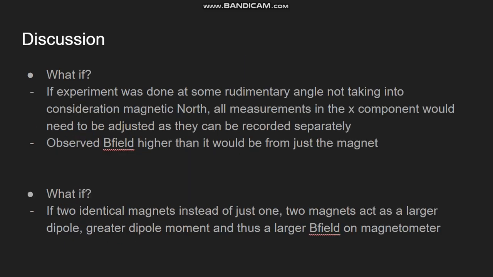What if? If the experiment was done at any given angle and not necessarily in line with the North Pole, we would have to account for the Earth's magnetic field in our calculations, as we cannot calculate the field from the magnet and Earth separately. This means the observed B field would incorporate some from the Earth, so it would be greater than if it was just from the magnet.